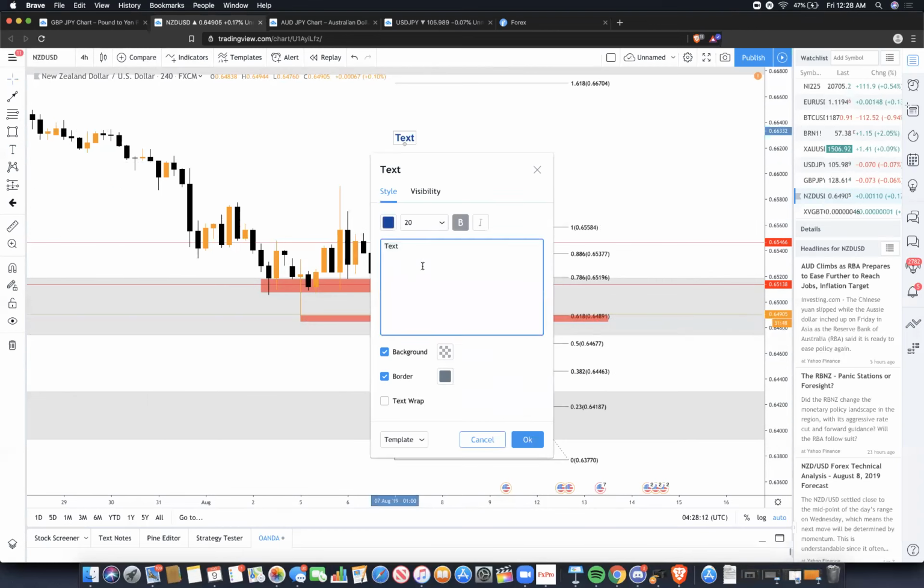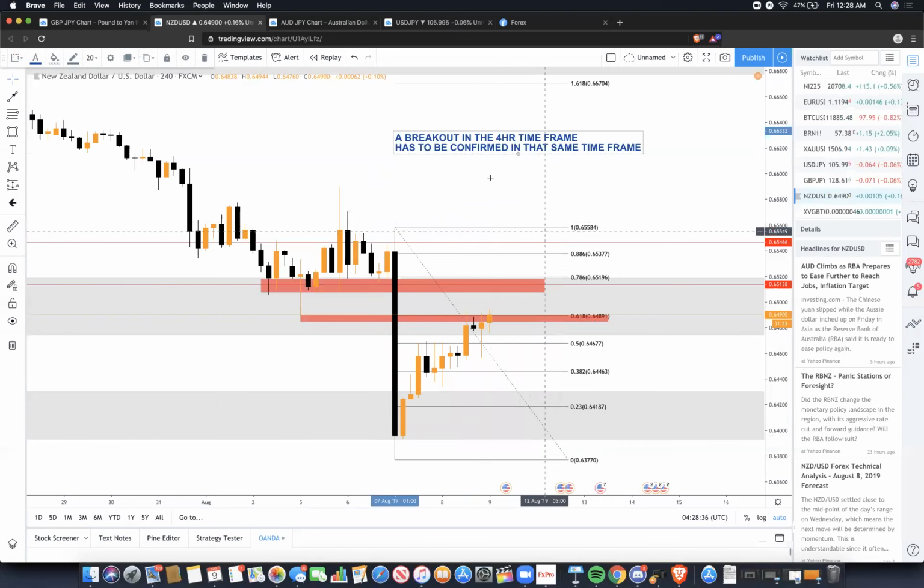Now in this time frame, we spoke about, and I know it's a lot of information, but when we spoke about breakouts, right? A breakout in the 4-hour time frame has to be confirmed, right? In that same time frame. You guys remember that? So if the market confirmed that, right? Notice what happened. The market dropped, and now it came back up to here.